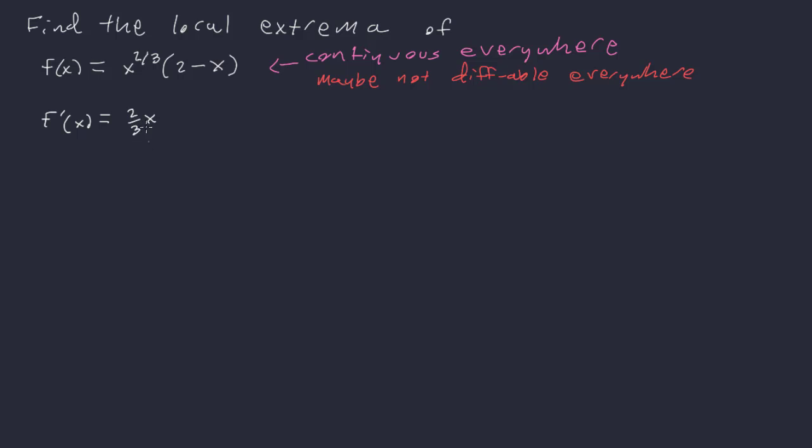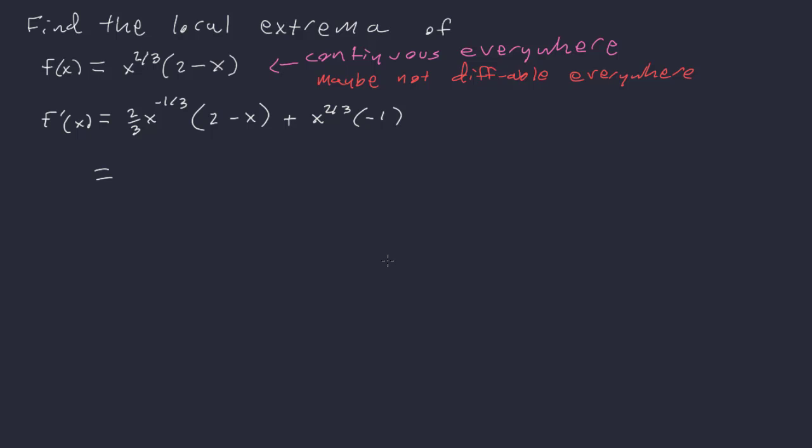I have 2/3 x to the 2/3 minus 3/3, which will be negative 1/3, then times the second function left alone, then plus the first function left alone times the derivative of the second, which will just be negative 1. Okay, so I'm going to simplify this down before I start setting things equal to 0, because we will need to plug things into f prime. So when I said that later we'll have plenty of opportunities to simplify our derivatives, that's this module.